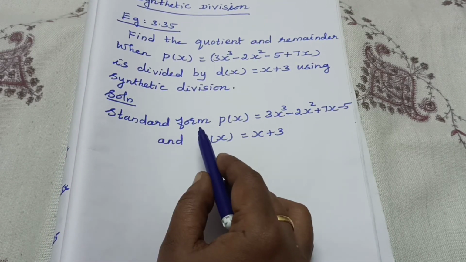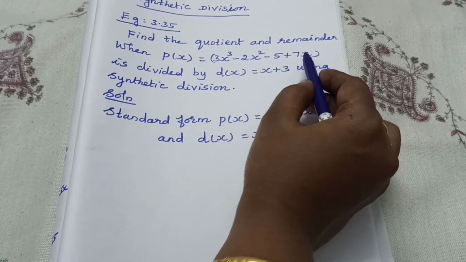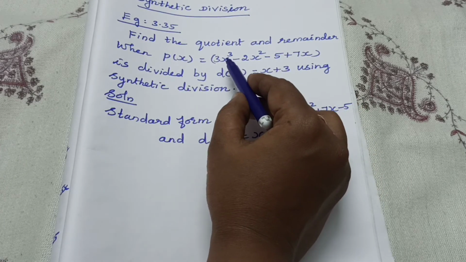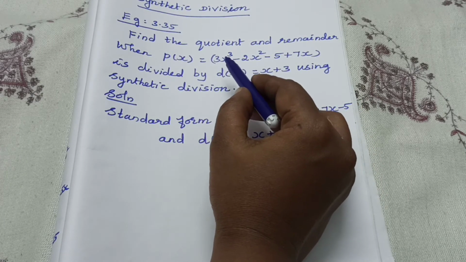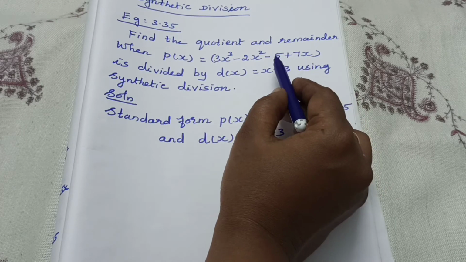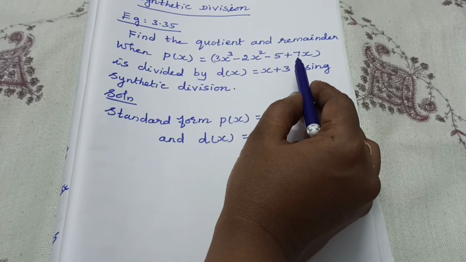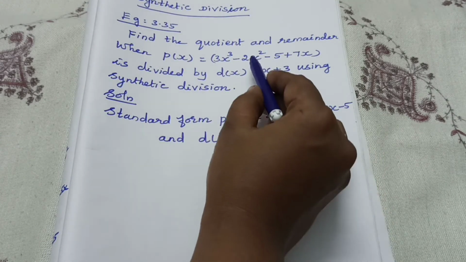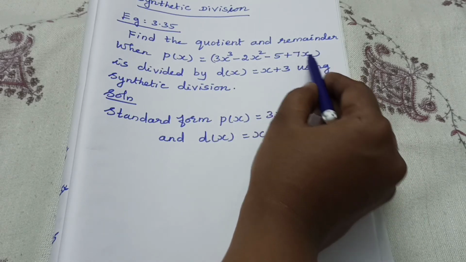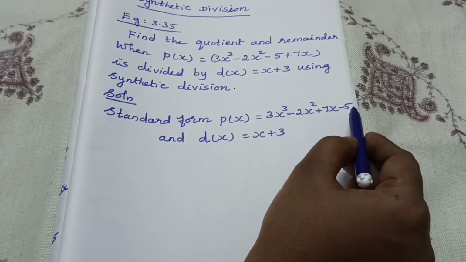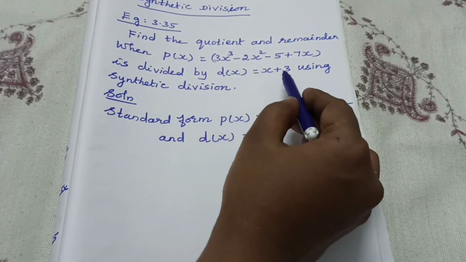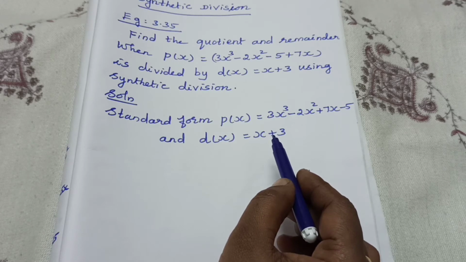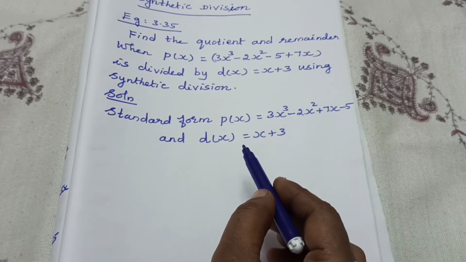Then, standard form. First we have to write the standard form. Why? First you check: for any polynomial given, first check whether it is in standard form. If not, first we have to arrange it, and afterwards do the division. Arrange it as 3x cube minus 2x square, then plus the x term, then afterwards the constant. And d of x you should write like that. Am I correct?